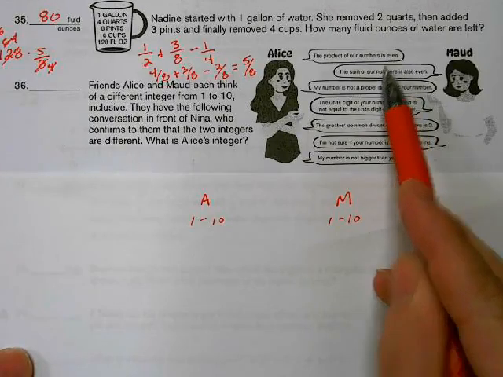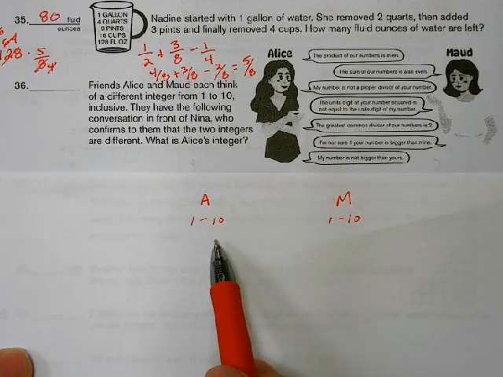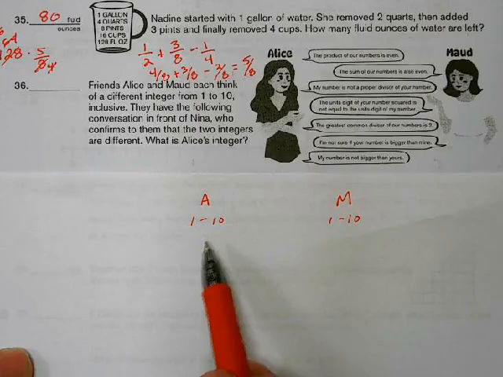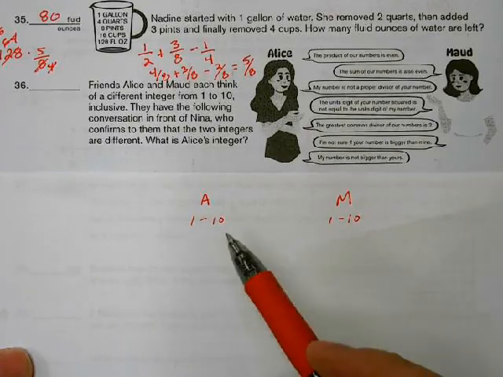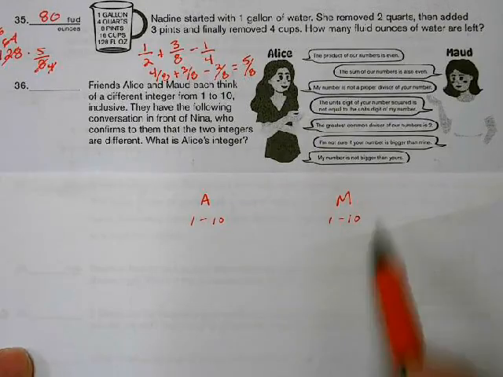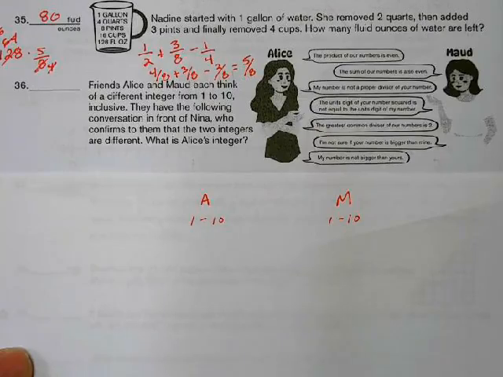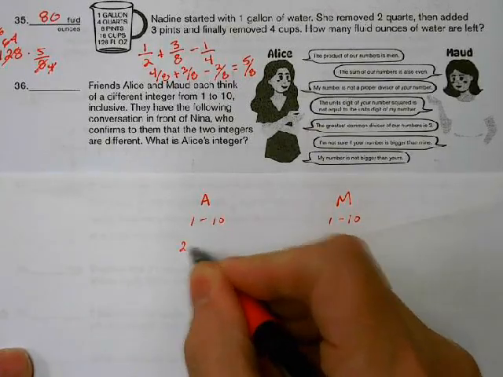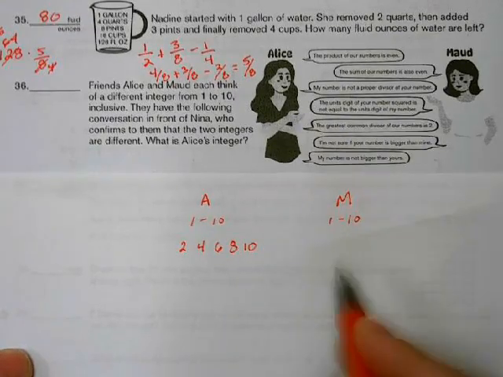Okay, Alice has no idea what Maud has. She just knows what she has. So when she says that the product of our numbers is even, the only way that that's possible is if she has an even number. Because an even number times an even number is even, and an even number times an odd number is even. She doesn't know if Maud has an even number or an odd number. So what she's telling Maud at this point is that Alice has an even number, 2, 4, 6, 8, or 10. So now Maud knows this.